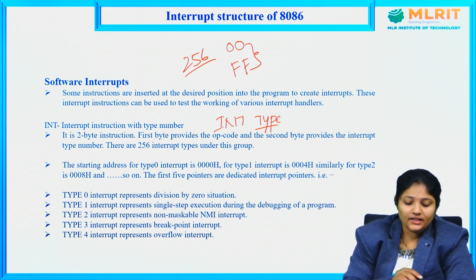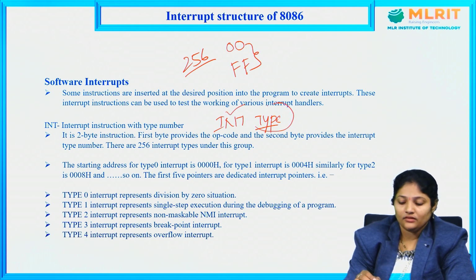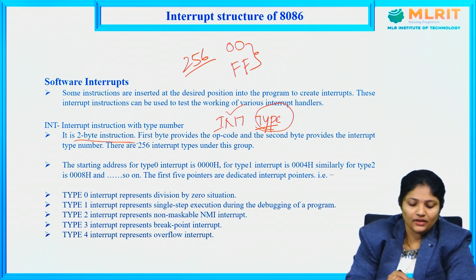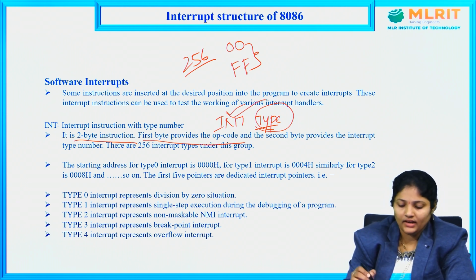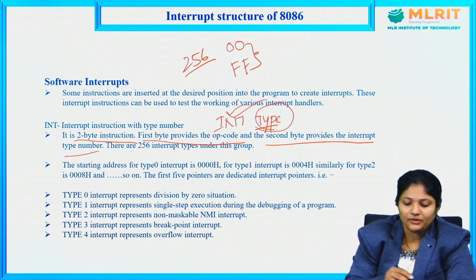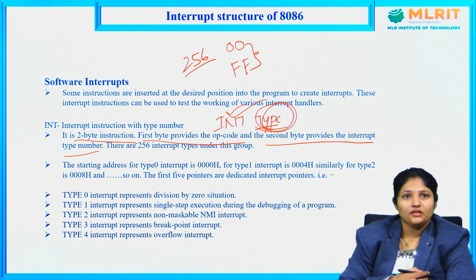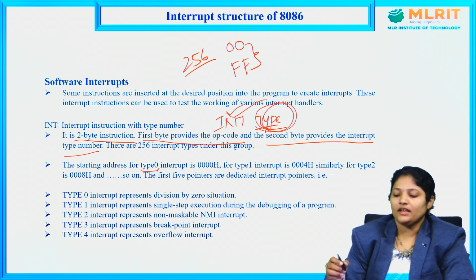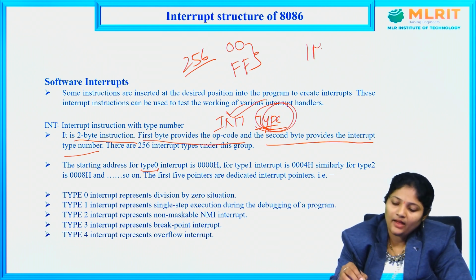So it is a 2-byte instruction. INT is 1 byte, and the second byte specifies the type of interrupt being accessed by the microprocessor. The first byte provides the opcode INT and the second byte provides the interrupt type number. So for execution, consider the starting address of the type 0 interrupt. As we all know, we have 1 MB of memory.